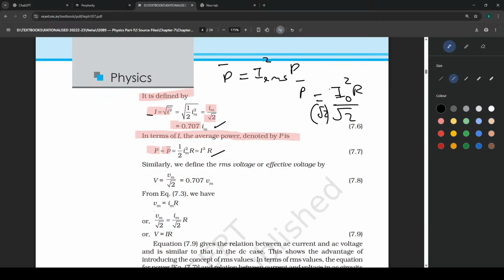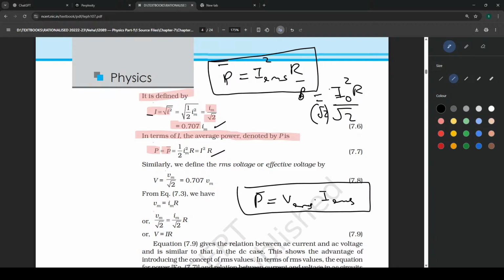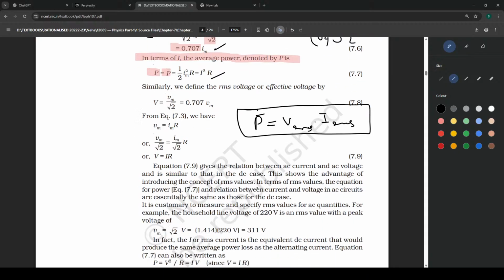whole square times R. This is the average P value, or we can write it in terms of voltage as well, where P is equal to VRMS times IRMS. This is exactly the same formula as in DC current, where P is equal to VI, voltage times current. Here it is the RMS value, which is the same as the DC value, so the formula will become accurate.